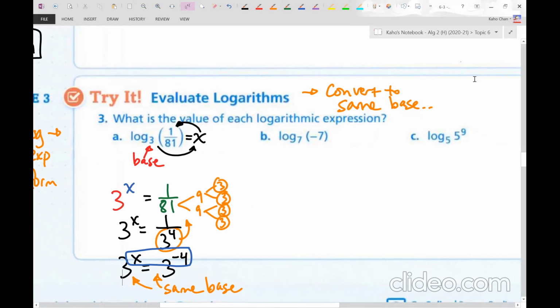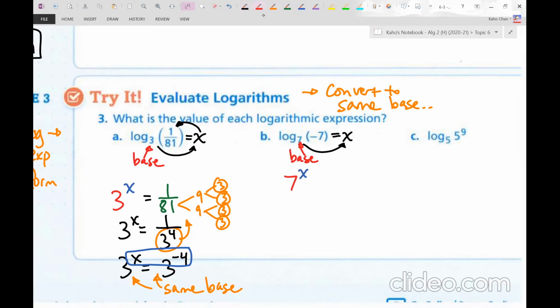Okay, let's try the next one. Set that equal to x is my suggestion. Let's convert it to the exponential form. The base is 7. Boomerang time. Woo! To the other side. 7 to the x. Great. And the boomerang comes back. Woo! Over the fence. This equals -7. Okay.